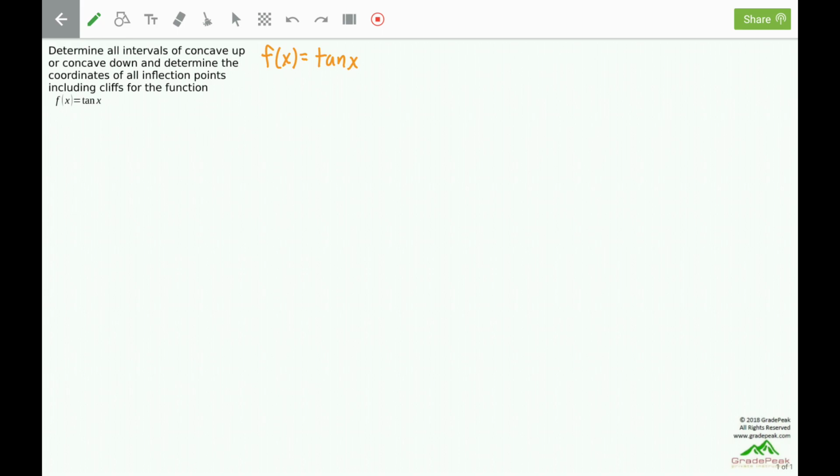Every trig function except sine or cosine has a denominator. And the denominators of the other four can be seen if we write them in terms of sines and cosines. Tangent of x is sine of x divided by cosine of x. And the domain requires that the denominator cannot equal 0. So here, cosine of x cannot equal 0.